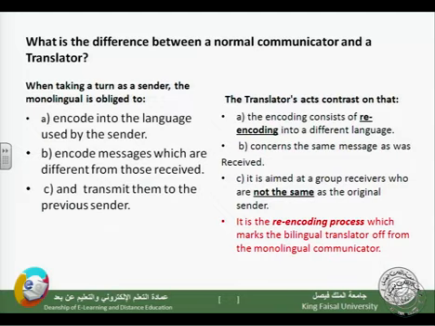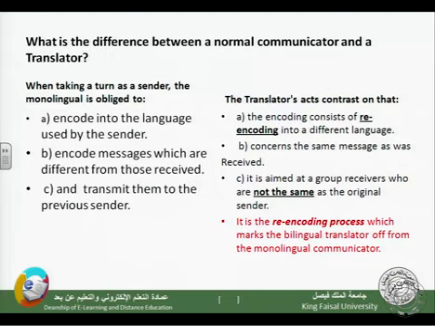Notice, the translator's encoding consists of re-encoding into a different language. It's very different. He has to use a different language when he encodes his message. Now, B, the normal communicator or the monolingual encodes messages which are different from those received, whereas the translator concerns the same message as was received.